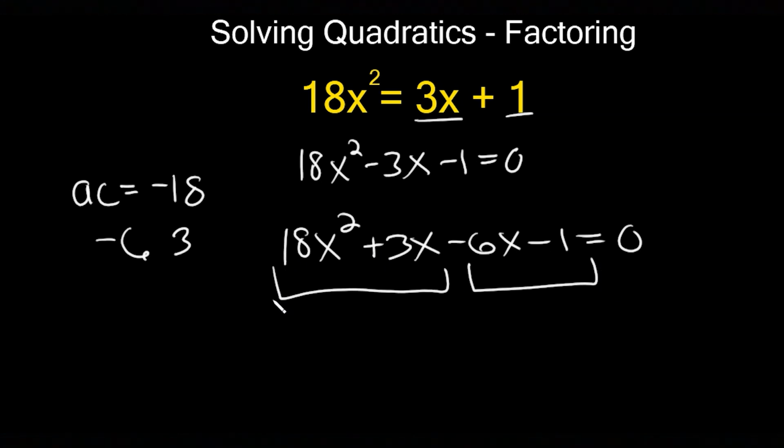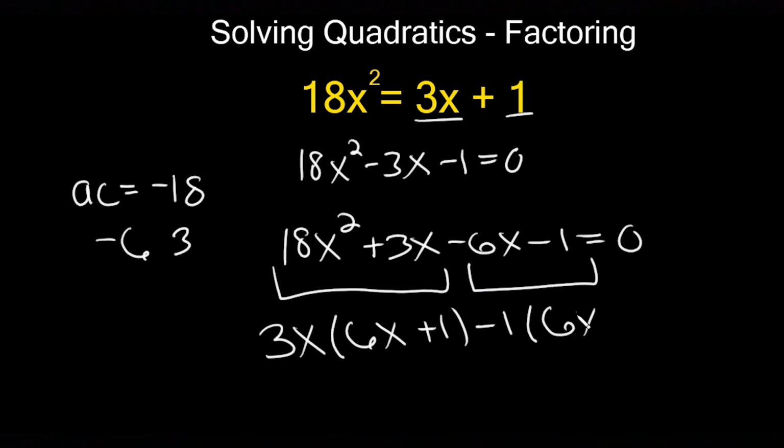And then what can I pull out between my first set here? Well, I can pull out a 3 and also an x. So 3x, and then I'll have 6x plus 1. And then what can I pull out between my second set? Well, remember, you want to pull out something even if it's a 1 or a negative 1. In this case here, I can pull out a negative 1. That will leave me with 6x plus 1 equal to 0. And then from here, I have my confirmation. My common factor is the same, so I did it correct.